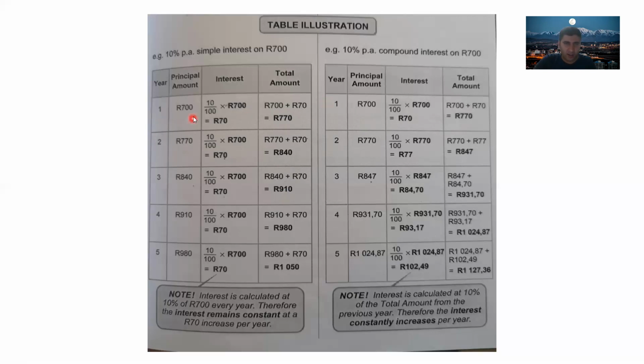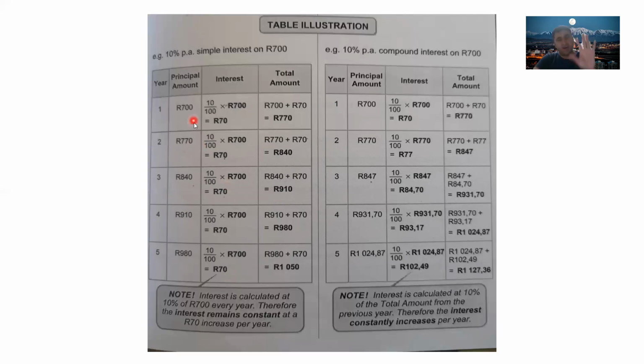Because now, as you can see here, the 10% of 700 is 70 Rand. So every year, I'm going to take the 10% of that initial money I deposited. No matter how much money you have, you take 10% of the initial money, which is 700 Rand. As you can see, that's why it remains the same: 70, 70, 70, 70, and 70. Okay, so that money is always going to be added to the money that is accumulated in your account.